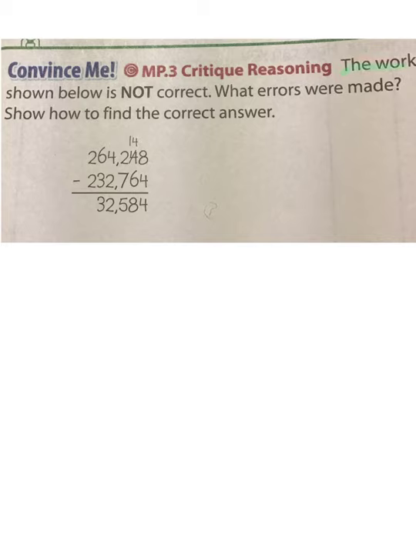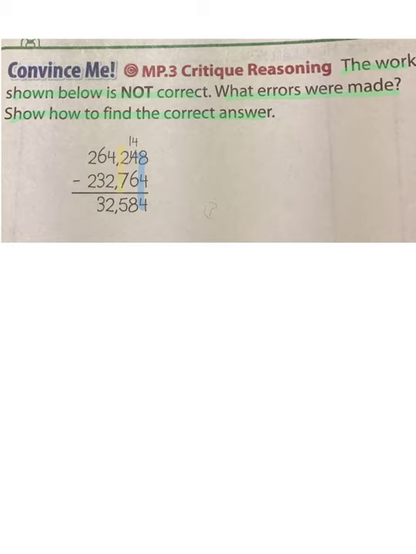The work shown below is not correct. What errors were made? Show how to find the correct answer. Let's take a careful look at this problem and see where the errors are made. First, we subtract the ones place, and 8 minus 4 is 4, so that is correct. Next, we go over to the tens place. Well, we have 4 minus 6. You can't take 6 from 4, so you have to go next door and borrow.